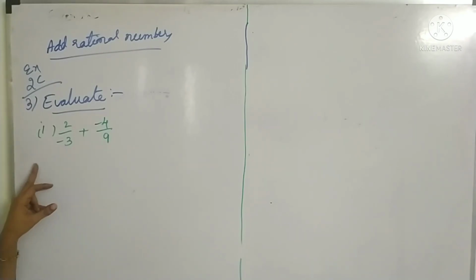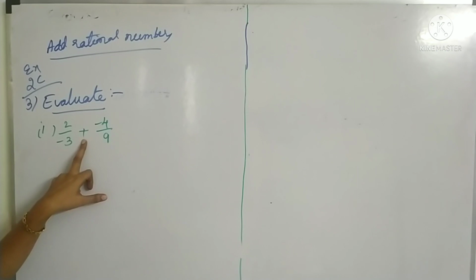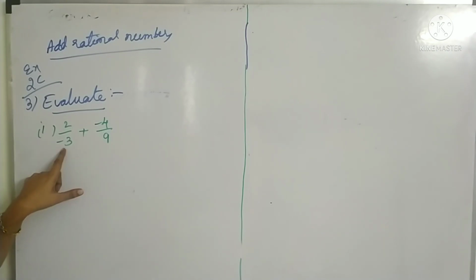Students, here we have to evaluate this one: 2 by minus 3 plus minus 4 by 9. We have to add these two rational numbers. First observe this one. We have a negative denominator, right? So we have to convert this into a positive denominator.